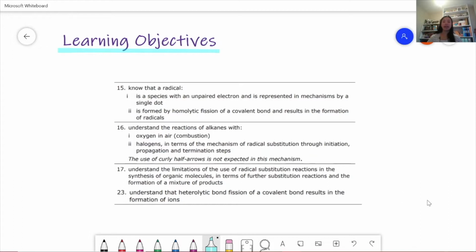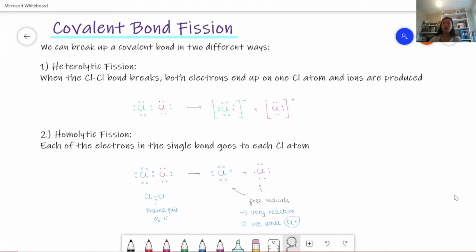And then we're going to understand the limitations of the use of radical substitution reactions in the synthesis of organic molecules in terms of further substitution reactions and the formation of a mixture of products. And then our last learning objective is to understand that heterolytic bond fission of a covalent bond results in the formation of ions. We're first going to look at covalent bond fission.